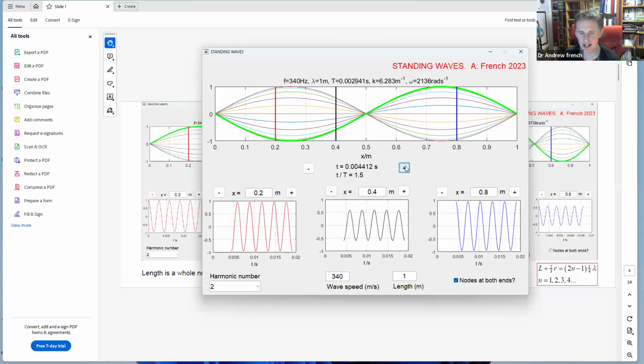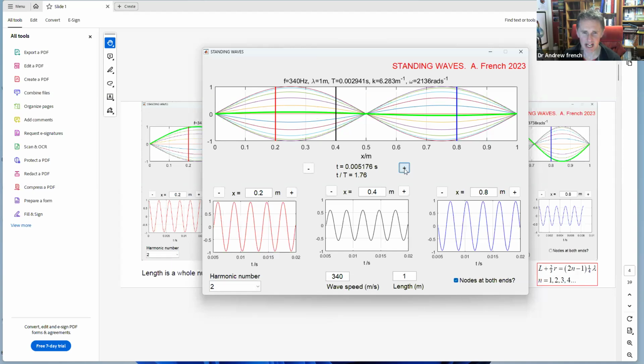In fact, mathematically, it's a product of a time variation and a spatial variation, which is quite different from a traveling wave, which moves from left to right or right to left. All right, so I think to make sense of this, you've got to actually animate it.